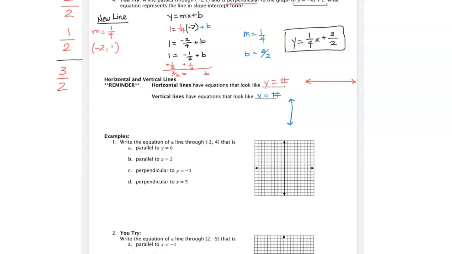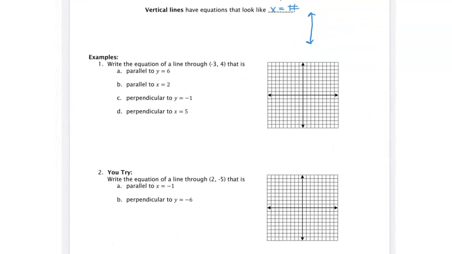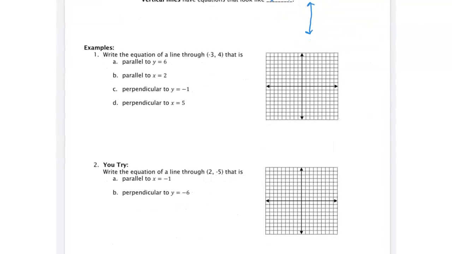Okay, so let's go ahead and look at some special equations. We have: write the equation of the line through negative 3, 4, that is parallel to y equals 6. So let's go with just option A first. First off, let's get a visual. Negative 3, 4 is 1, 2, 3, 4. Negative 3, 4 is here. That's the point, negative 3, 4.